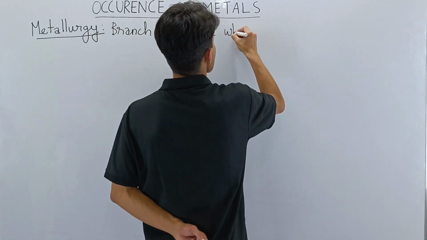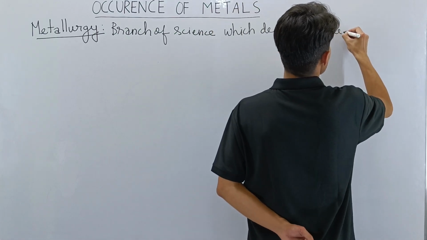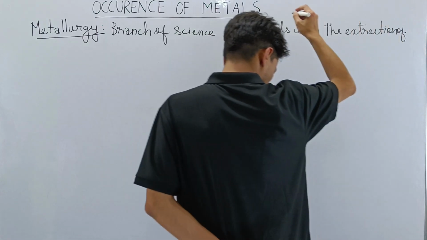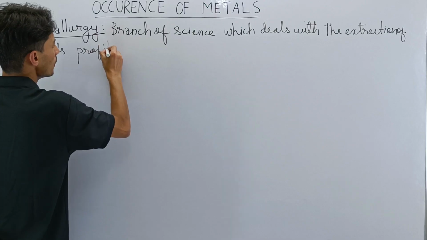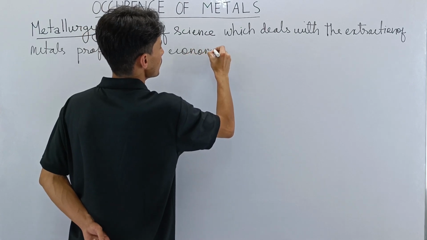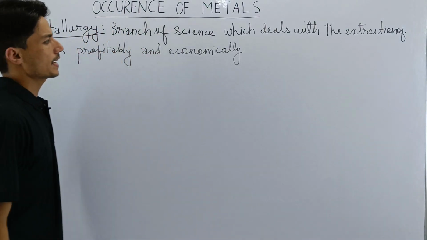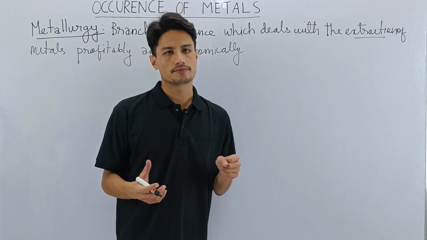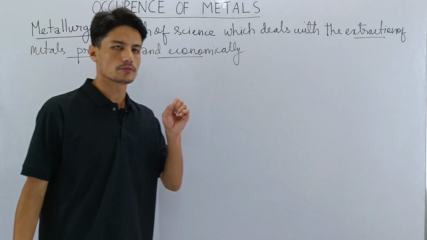Metallurgy is a branch of science which deals with the extraction of metals profitably and economically. Okay, so this is metallurgy. It is the branch of science which deals with the extraction of metals. Extraction means removing from its source, mostly the earth's crust, so the extraction of metals profitably and economically. So this is what you have to know.